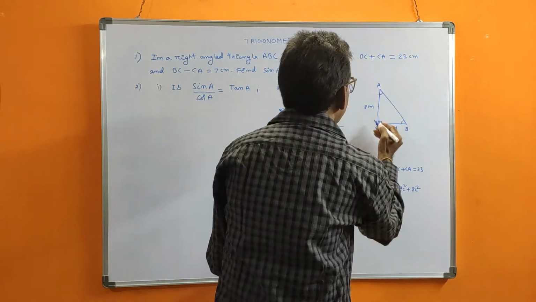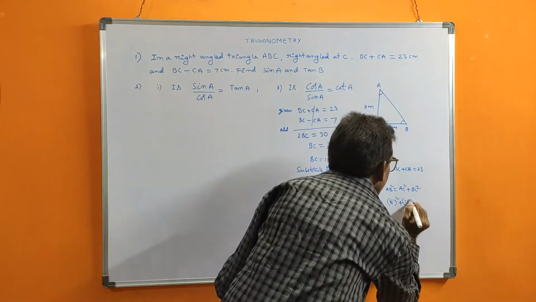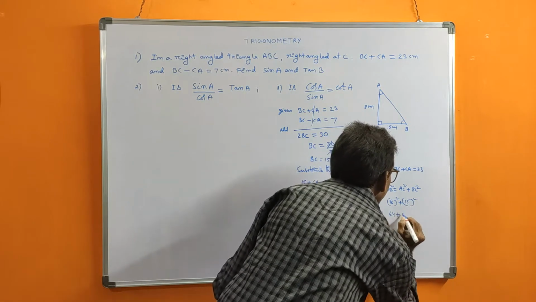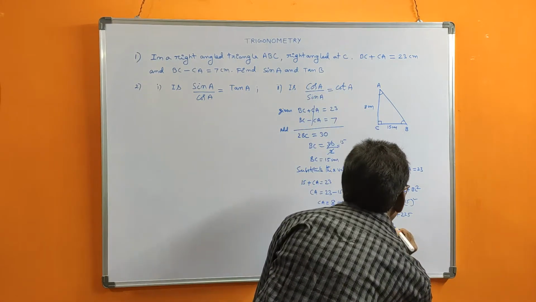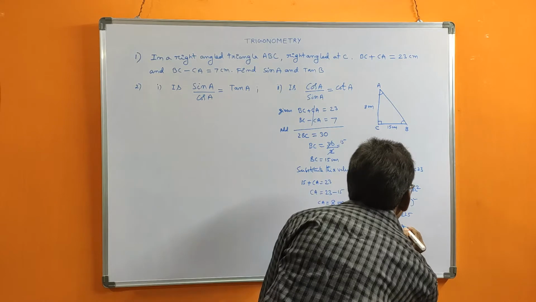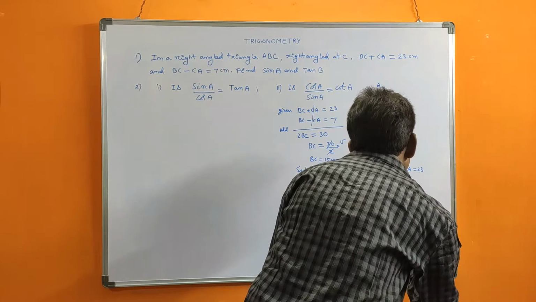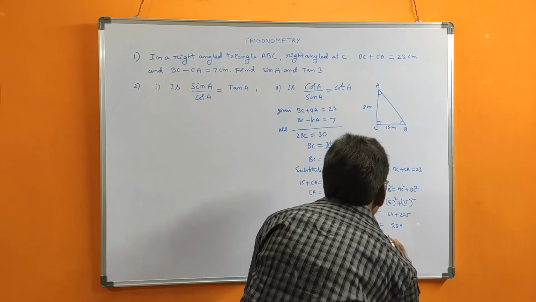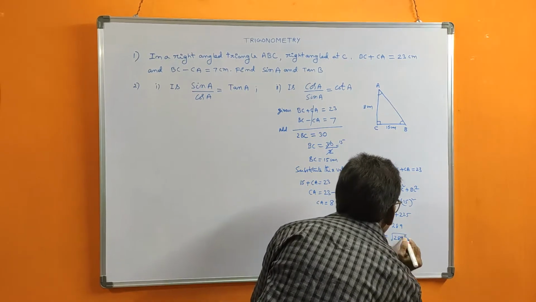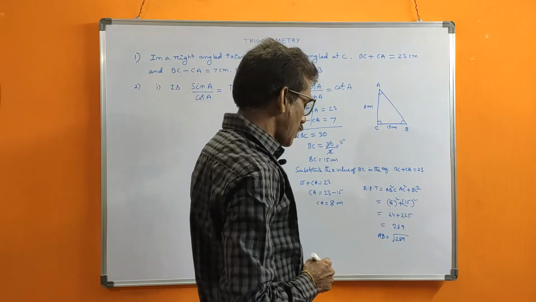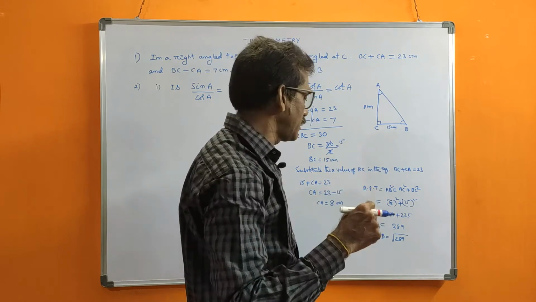Now substitute the known values. AB value we don't know, that only we wanted. So AC is 8 square plus BC is 15 square. 8 square is 64, 15 square is 225, that becomes 289. You want only AB, that means root of 289. You should find out the root for 289. Here 9 is there, so 7 should come. 7 7s are 49, 9.